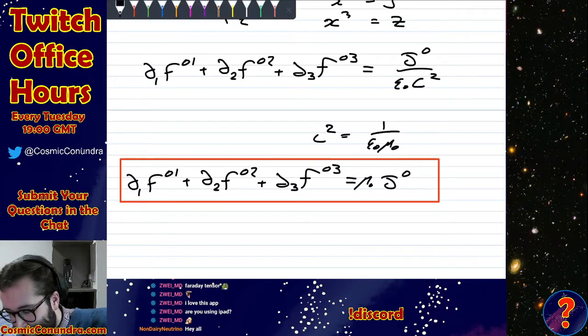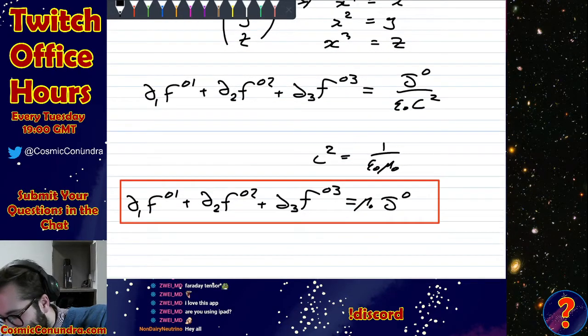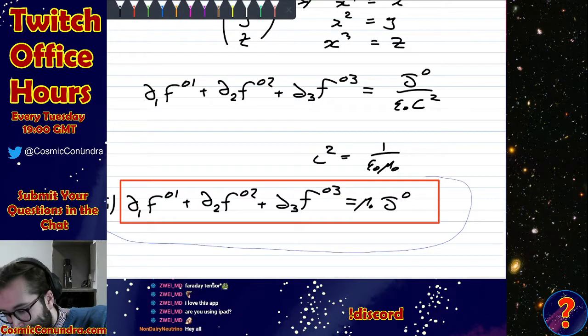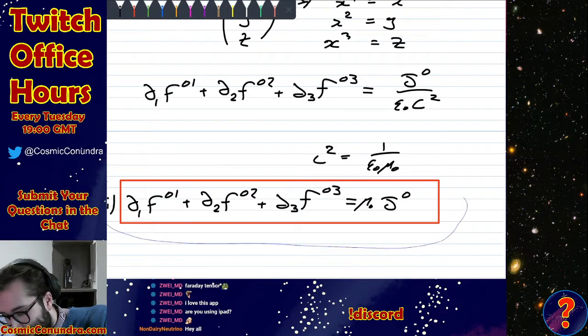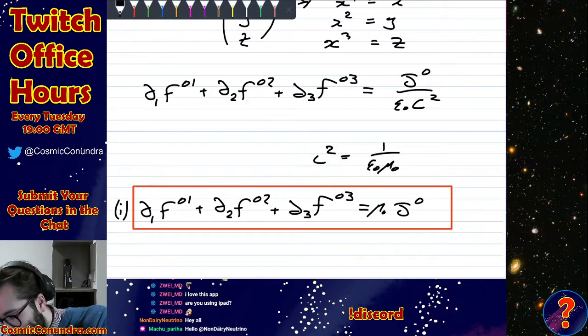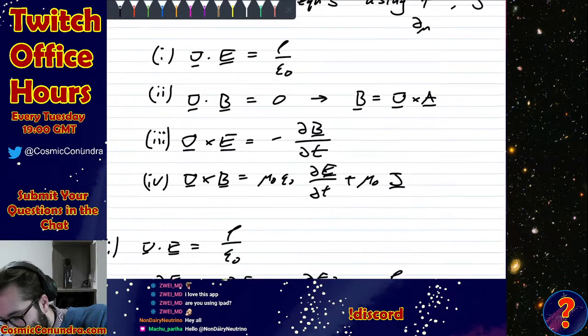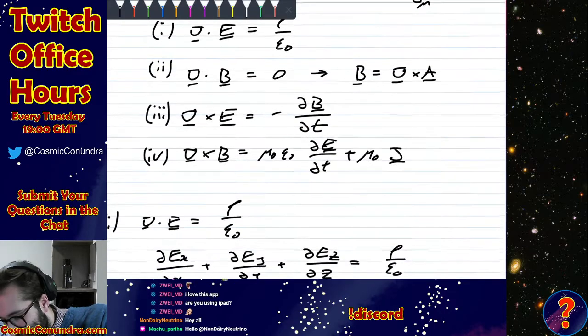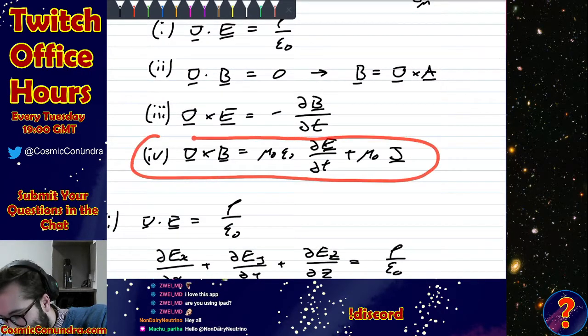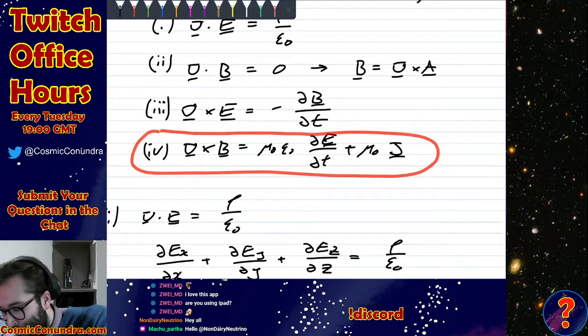Okay, let's look at the next equation. So this is what Maxwell's first equation becomes, the one involving the divergence of the electric field. Now I want to look at this equation. I want to look at equation 4. Okay.